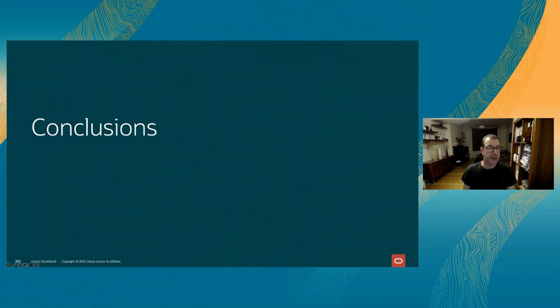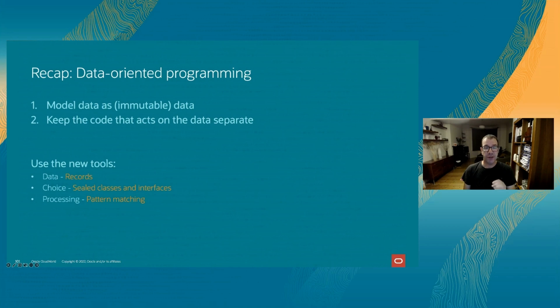Okay, so I'm nearly out of time. Let's wrap up. Remember, data-oriented programming is a new technique for Java programmers where you, 1, model real-world data as immutable Java data, and you, 2, keep the code that acts on the data separate. Project Amber is shipping features to make this easy with low cost to the programmer. More specifically, we use record classes to model the data. We use sealed classes and interfaces to model alternatives or choices of data types. And we use pattern matching to process the data.